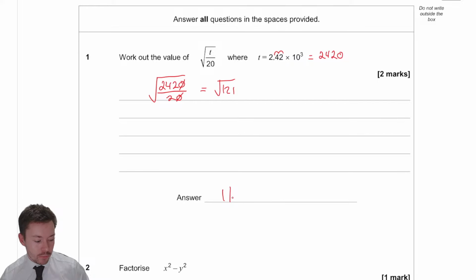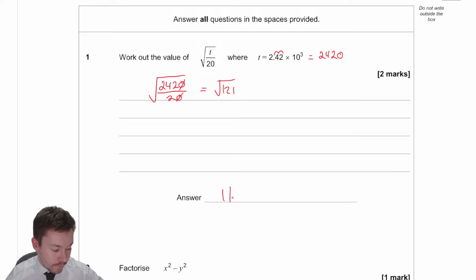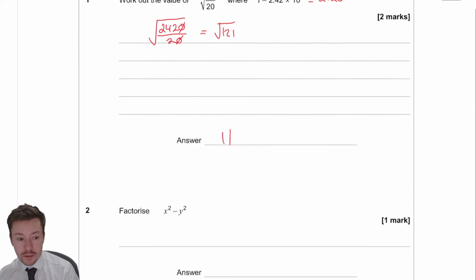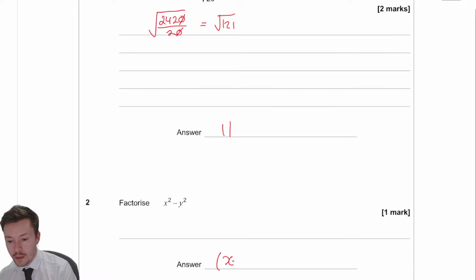The next one is factorise, and actually this one is a difference of two squares because we've got x squared and we've got y squared. So we're going to write this as x plus y in one bracket and x minus y in the other bracket. And that's the answer. That's literally it. x plus y, x minus y.